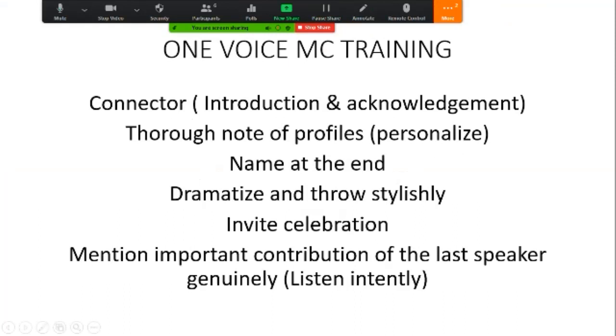Connector. Introduction and acknowledgement. Introducing the speaker, and after the speaker goes away, acknowledge the speaker and introduce the next speaker. So this is part of the job of the MC. So you must have a thorough note of the profiles. Whoever you are introducing, don't just start fumbling. So check their names. You must give a telephone call and find out their little details. It is also the job of the creative cell that when you create the agenda, you should get all the profiles of the speakers and share them with the master of ceremony.